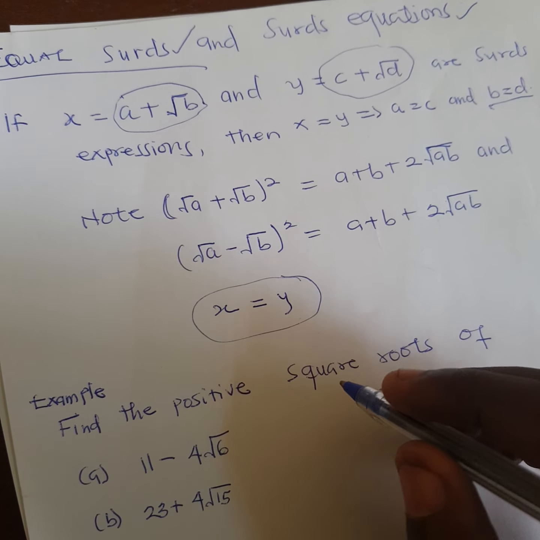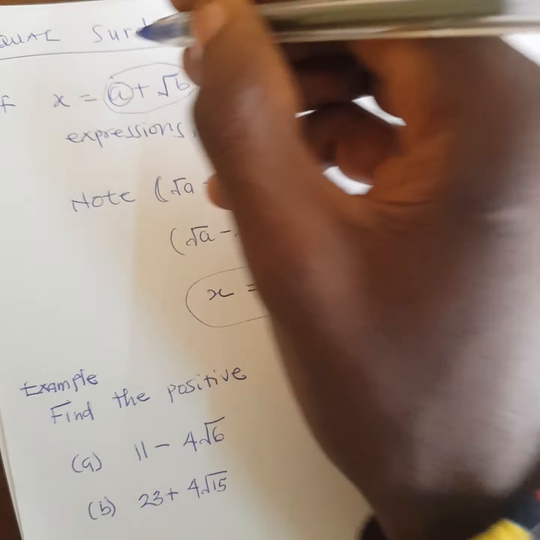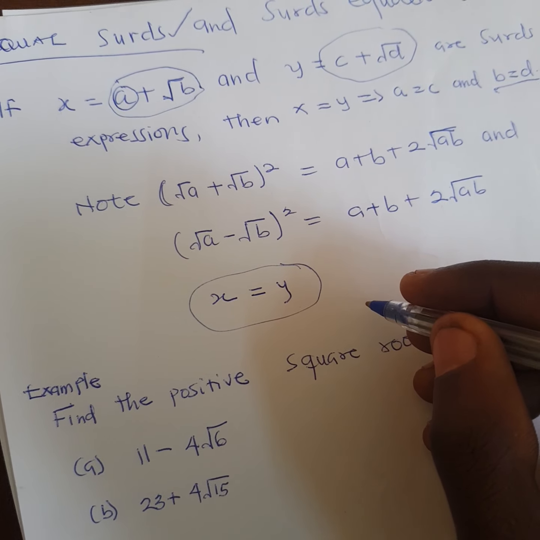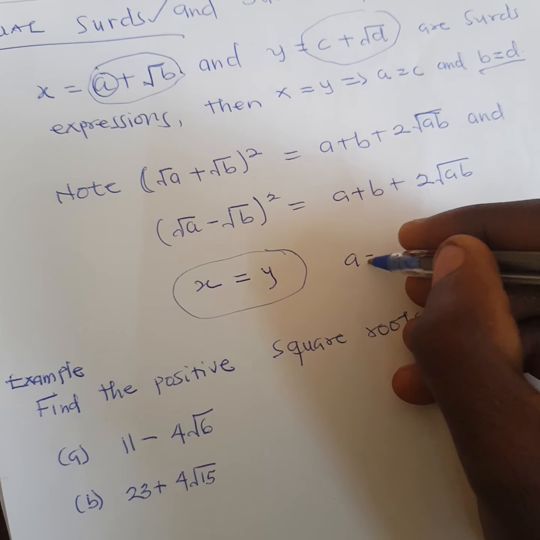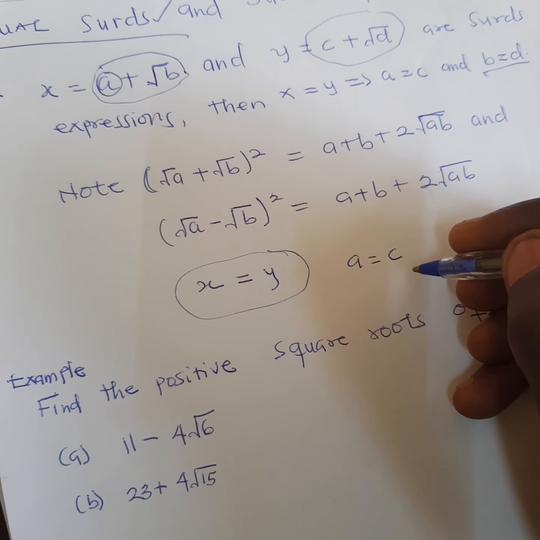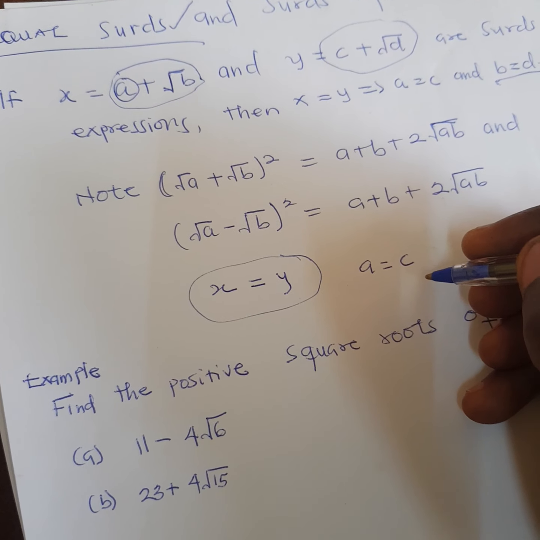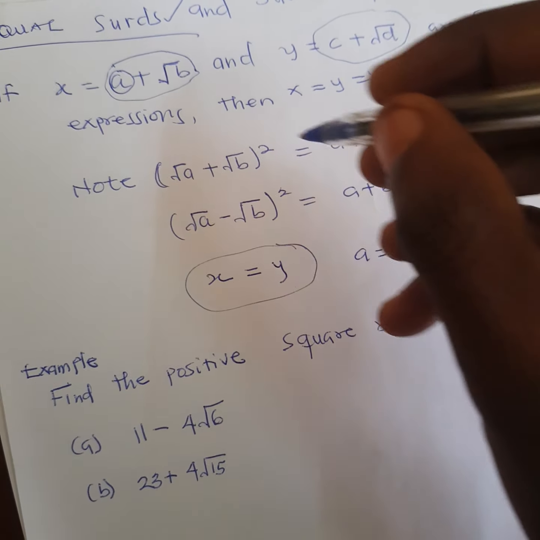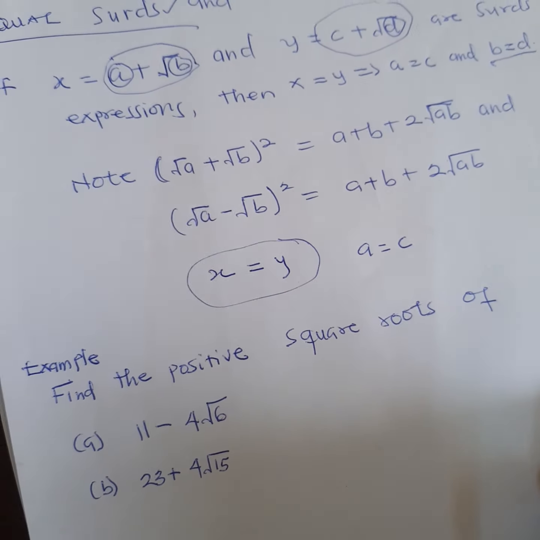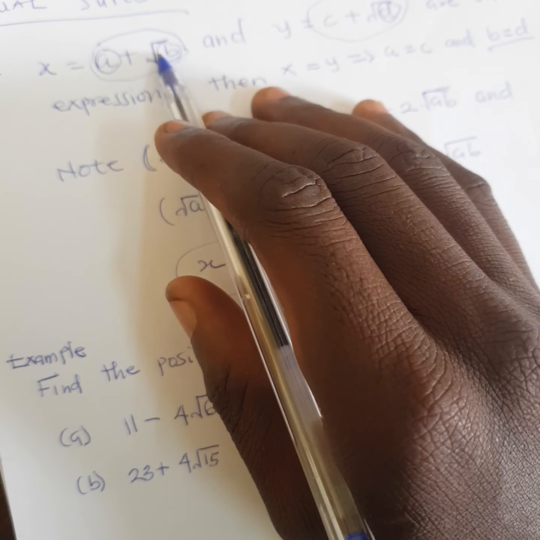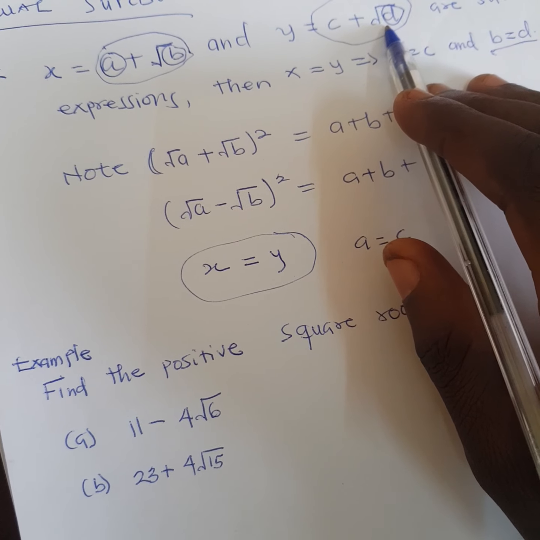it obviously means that in surds, the a here, which is a term not starting with a surd, is equal to the c, which is also a term not starting with a surd, and then the terms which are surds are also equal. That is, b is equal to d, and you realize that b is under the root sign, and d is also under the root sign.